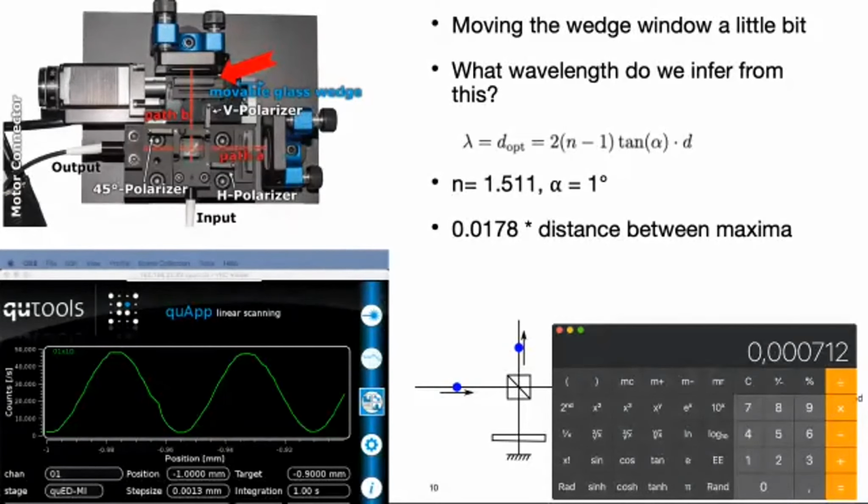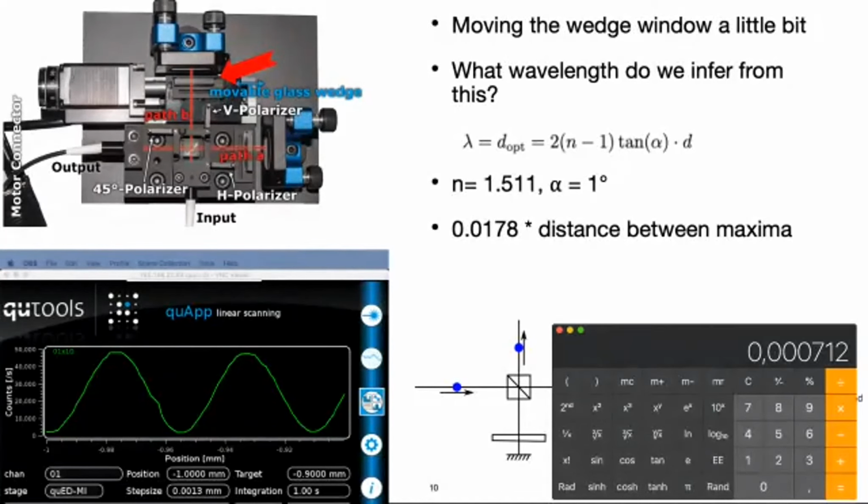And that was in millimeters, right? So we had millimeters, and that would be micron somewhere here. So we have 0.71 micron, that would be 712 nanometers, which is not so bad. It's the correct order of magnitude. It should be somewhere around 800.